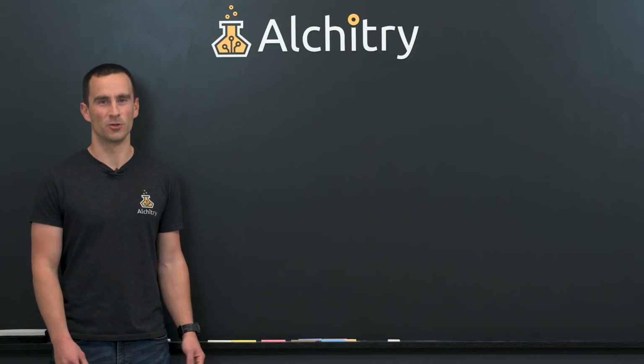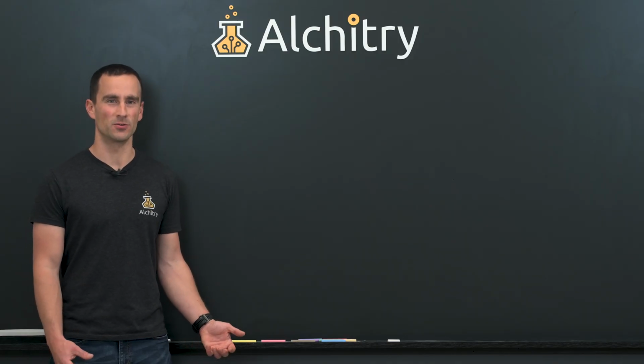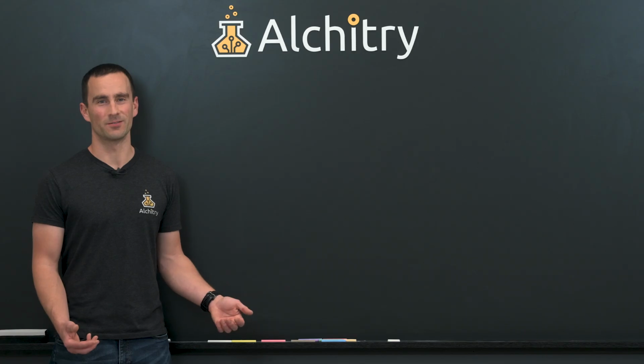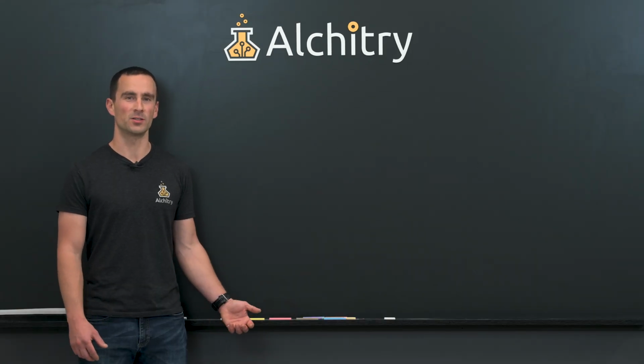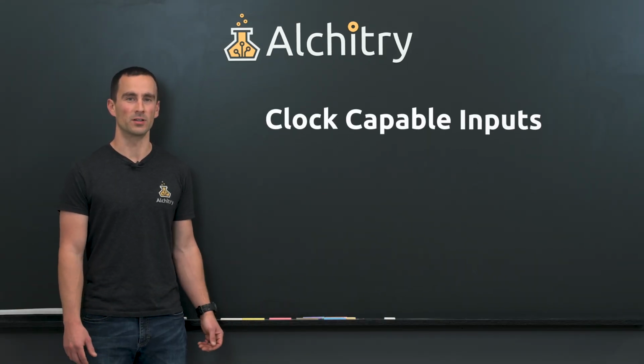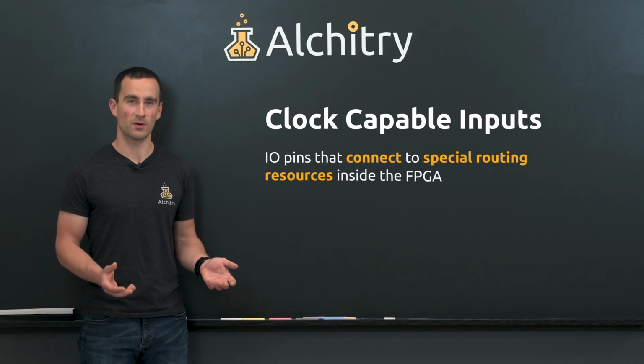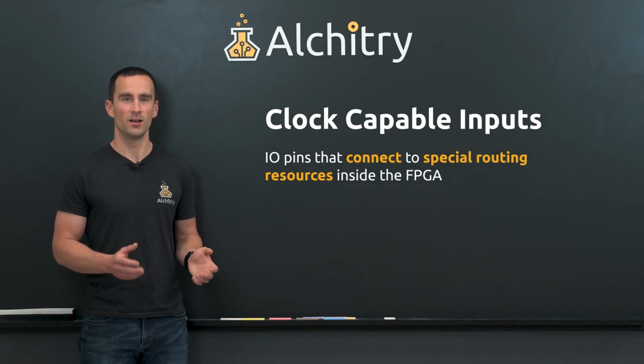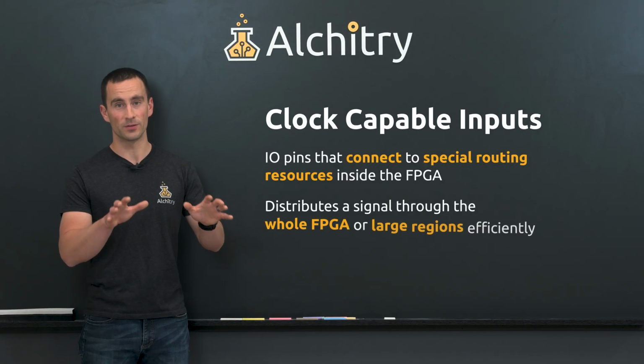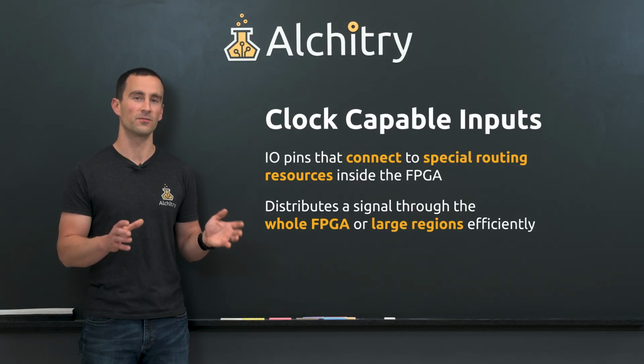Of course, it would be too easy if there weren't some exceptions to pin usage. So let's dive into where things get interesting. The most important special I/O pins to be aware of are the clock-capable inputs. These are I/O pins that connect to special routing resources inside the FPGA, which are designed to distribute a signal throughout either the whole FPGA or large regions of it efficiently.